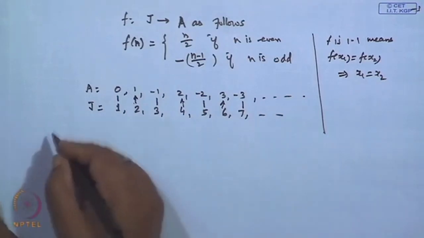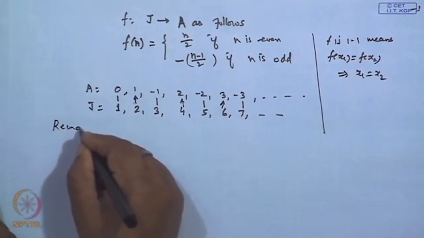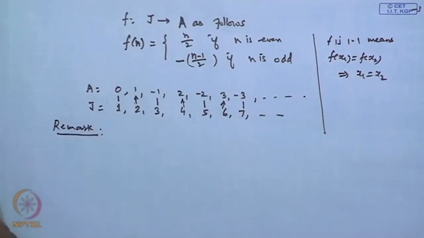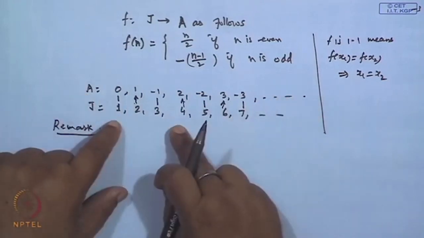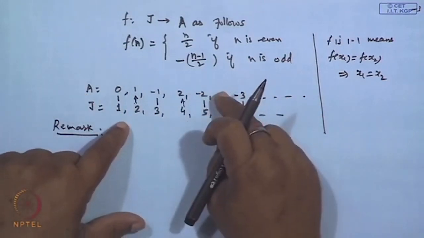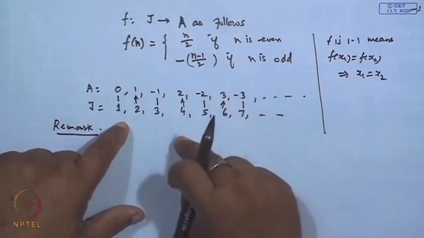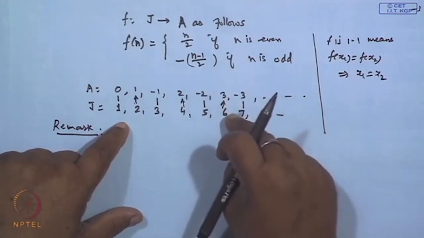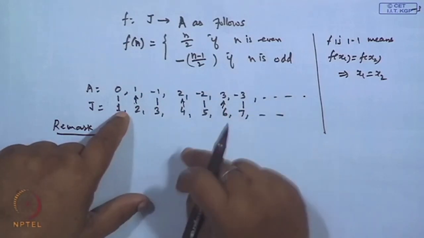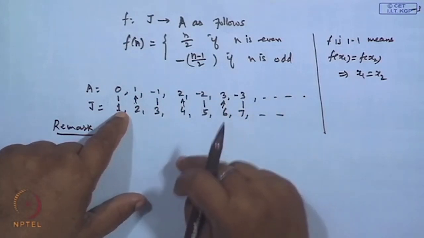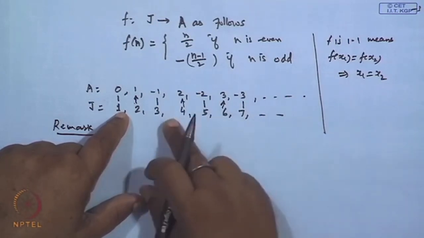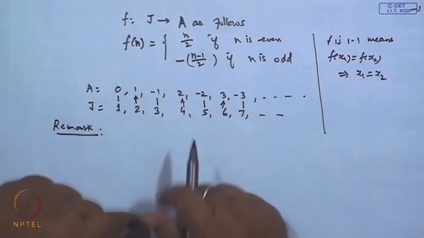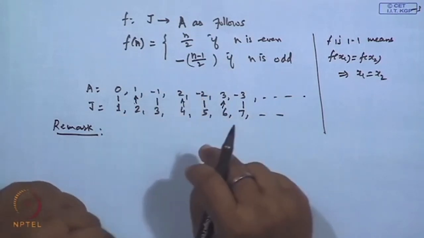One more thing which we can see here is a remark. What we have seen is that this A is a set of integers, but J is a set of positive integers. J is a proper subset of A. But they have a 1-to-1 correspondence. So, what we observe here is that in case of an infinite set, a proper subset may be equivalent to the set itself.